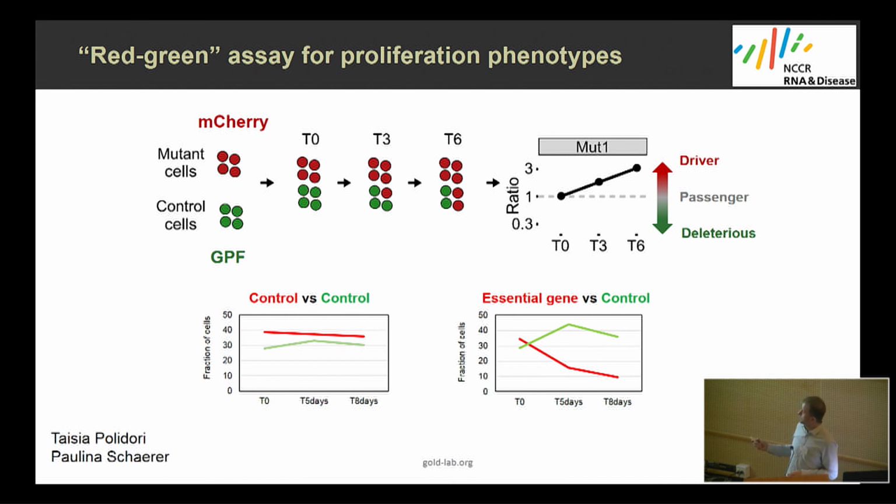So if your mutation is a driver mutation, you expect the mixture to become more red. If it's a deleterious mutation, you expect the mixture to become more green. And if it is doing nothing, then the color should stay the same.